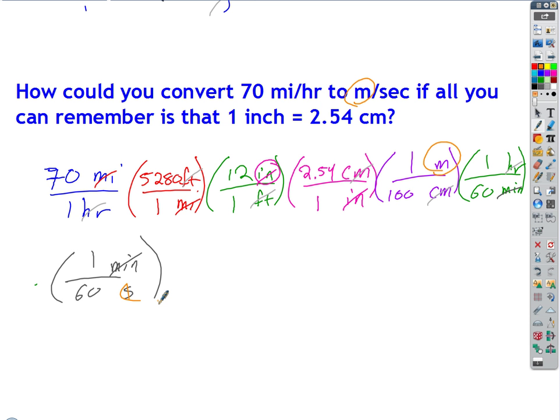All we'd have to do then is just multiply this times this times this times this, divided by whatever we get on the bottom, which is 100 times 60 times 60, right? That's our number part. The unit's already worked out, meters per second. See how that works? Okay, that's a lot of stuff. All right.